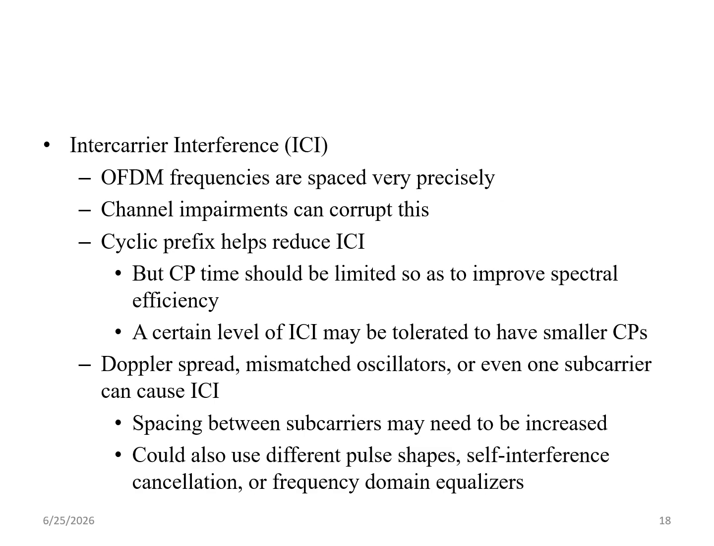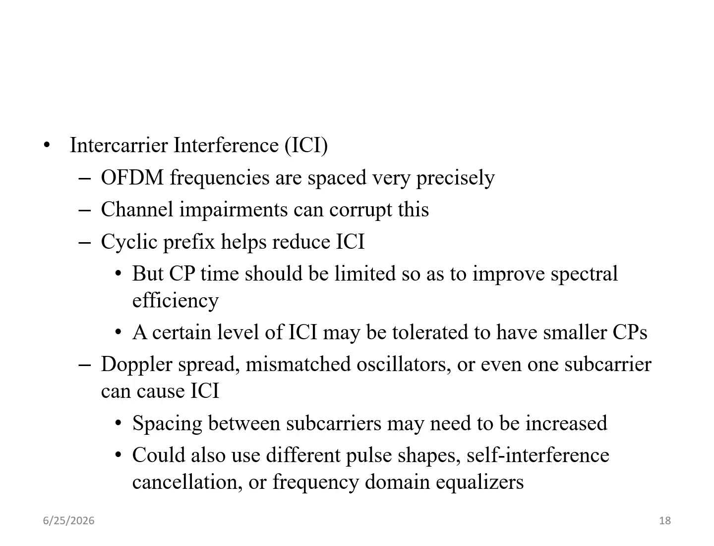ICI, that is inter-carrier interference. OFDM frequencies are spaced very precisely. Channel impairment can corrupt this. The cyclic prefix helps reduce ICI, but the CP time could be eliminated so as to improve the spectral efficiency. A certain level of ICI may be tolerated to have a smaller cyclic prefix. Doppler effect, mismatched oscillators, or even one subcarrier can cause ICI basically. Subcarrier spacing may need to increase, a different pulse shape, self-interference cancellation, or frequency domain protection.